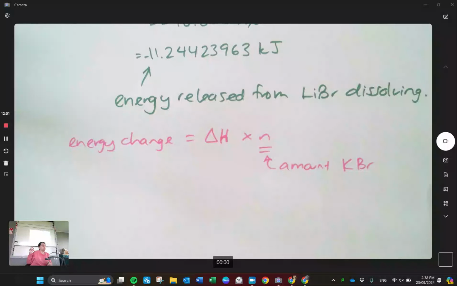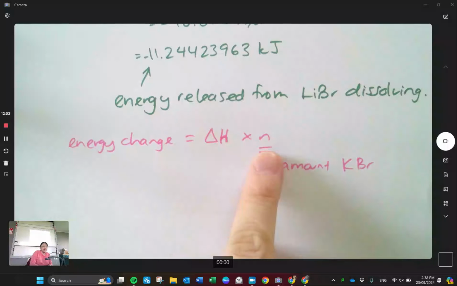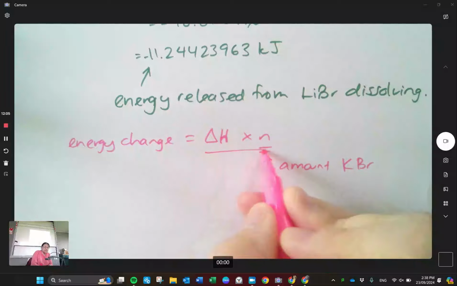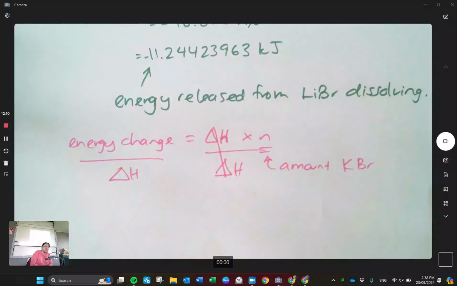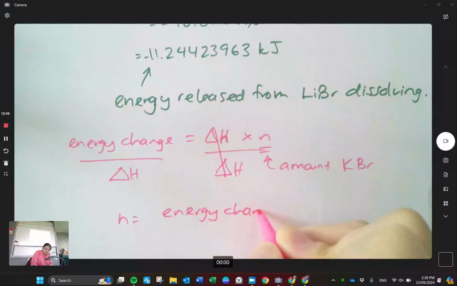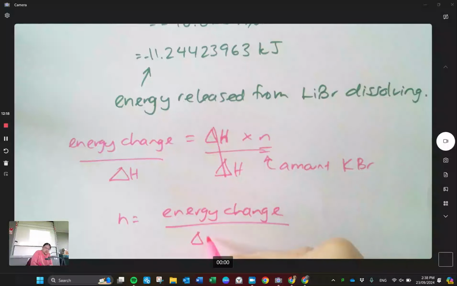Are we okay so far? Right, so if I want to get N by itself, I need to divide both sides by H, so that way the H cancels out here. And so I get N equals the energy change divided by the enthalpy for that reaction.